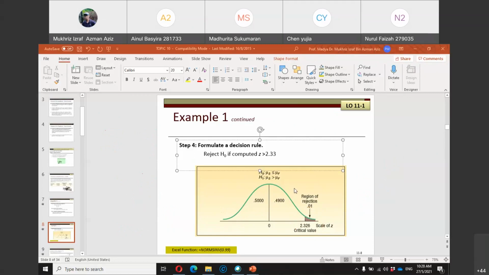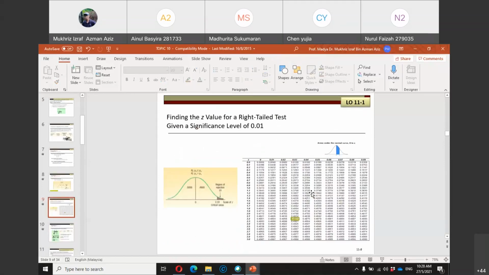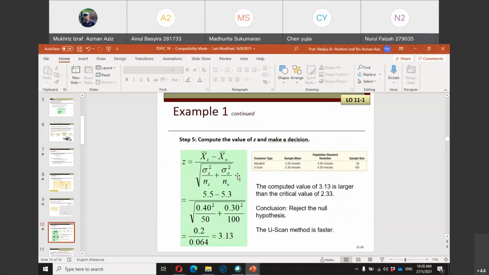So here we are doing a one tail test on two populations, a two sample hypothesis testing. We have determined that our critical value will be 2.33. Then you draw your normal distribution diagram, highlight the area of rejection, and indicate the critical value line. I think there is no difference here. And then finally, you plug in the values and do your conclusion.